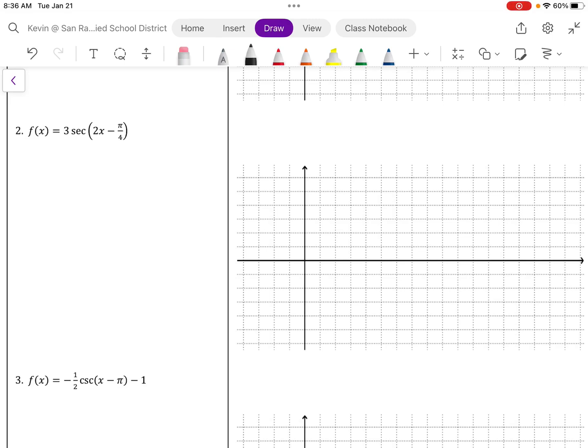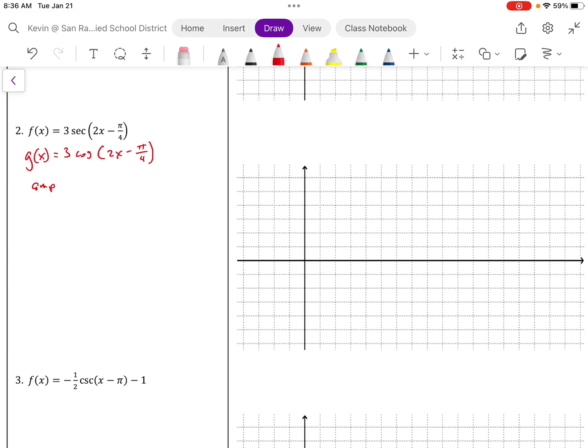Okay, still on 4.6, page 2. This is the second graph. Again, we're going to graph the buddy graph. So we're not going to graph secant. We're going to actually graph cosine, and we'll do all we need to do to graph that. And then once we have it, we'll use the different components to graph our secant.